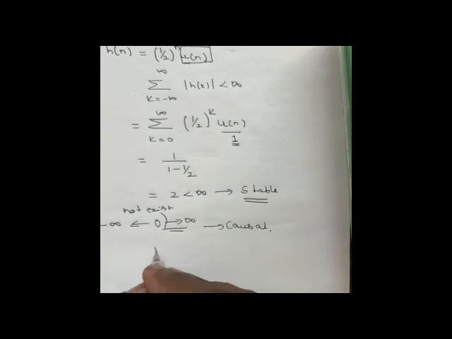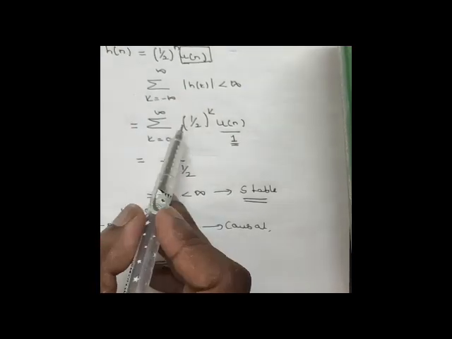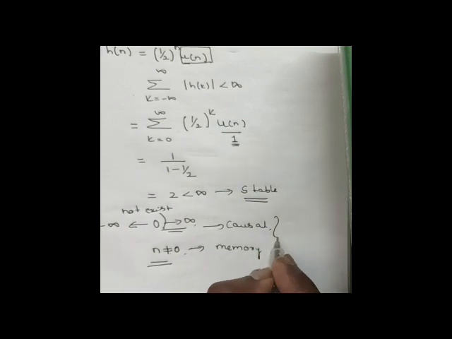Next one is n not equal to 0, then it has memory. So for n not equal to 0, if you have any signal, then we call it memory. So from 0 to infinity, we have a signal. That's why it has memory. So like this, we can find whether the system is stable, causal, and has memory. So thank you.